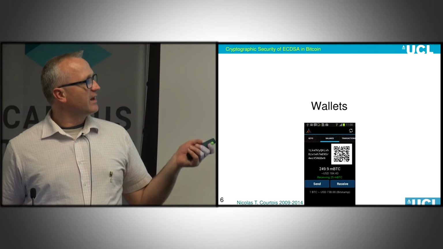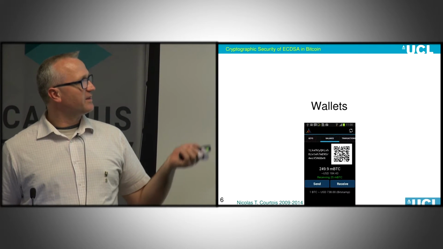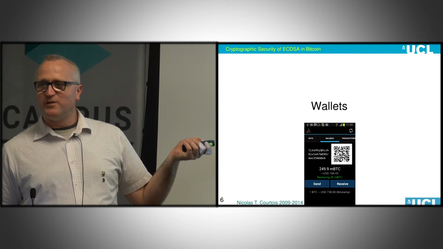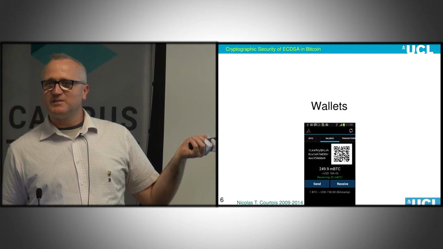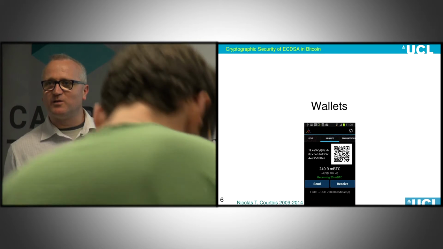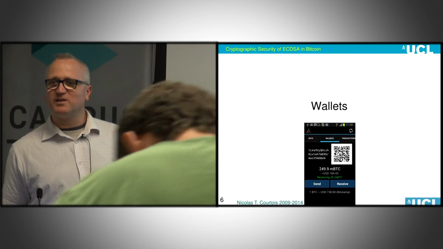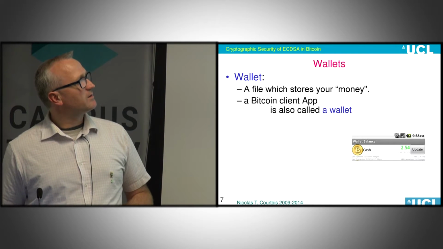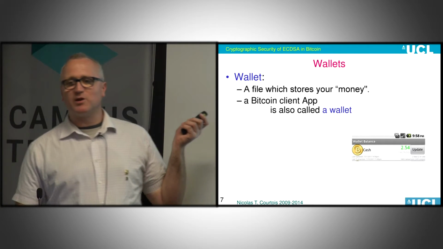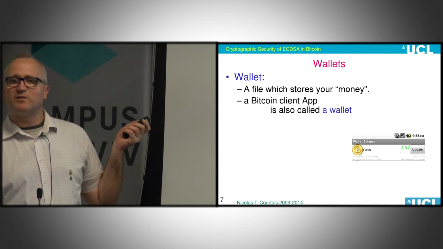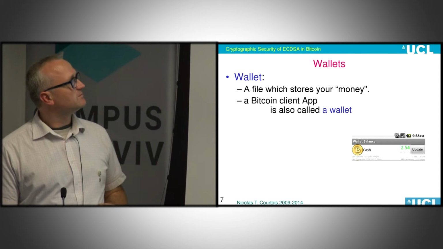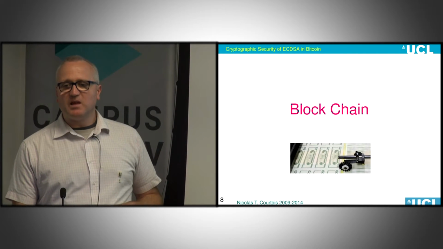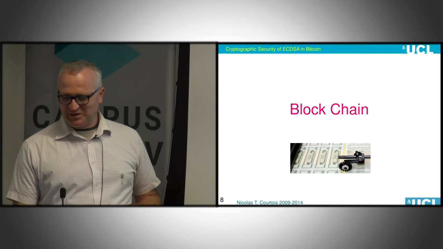So a Bitcoin wallet allows you to spend money. Typically, if your Bitcoin wallet is installed on a mobile phone, your private keys might be stored on the phone. Potentially they could be stolen. It could be dangerous. We call a wallet an application which stores your money, but essentially it stores the private keys. The Bitcoin blockchain is a database of all the transactions.